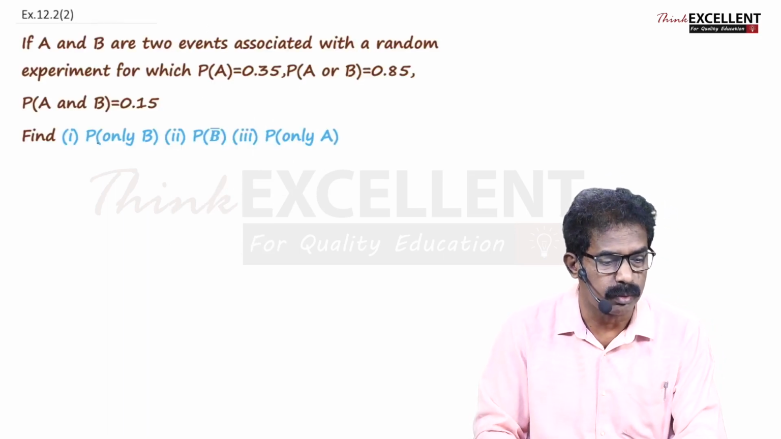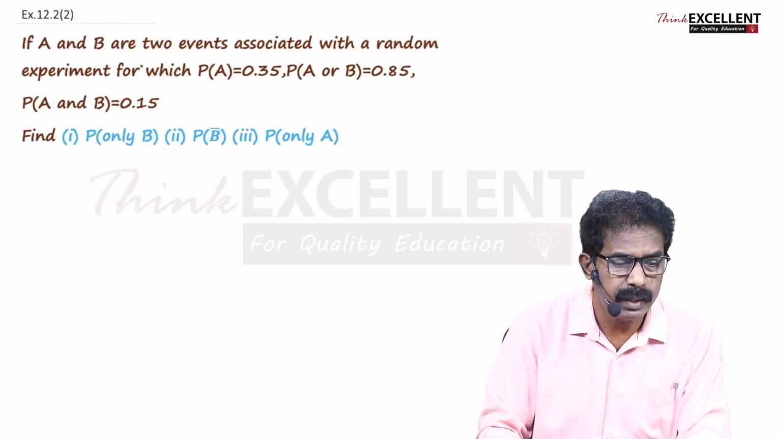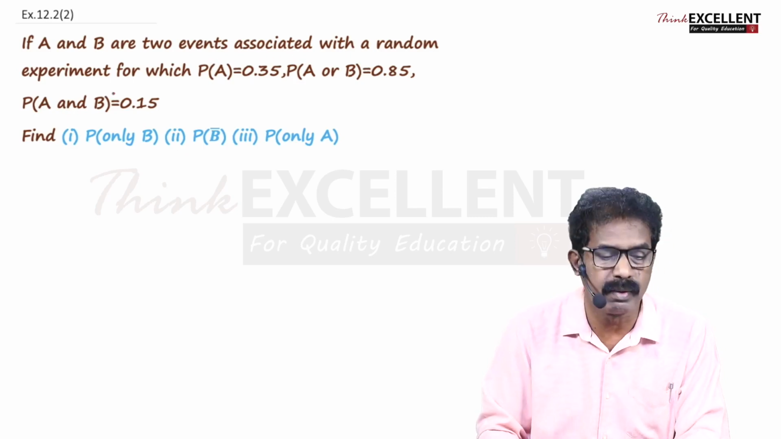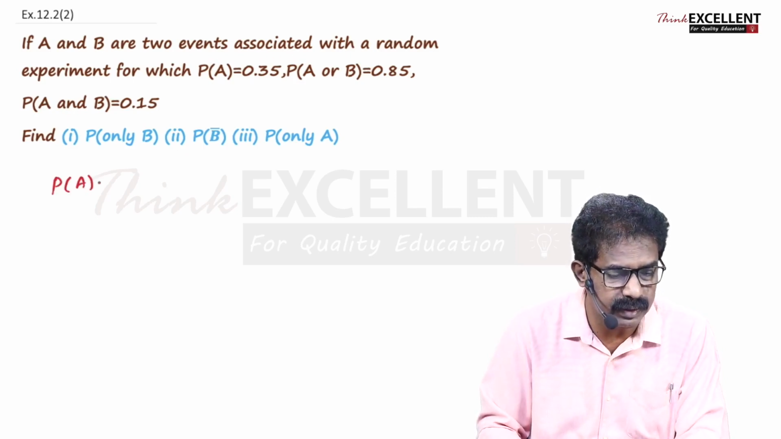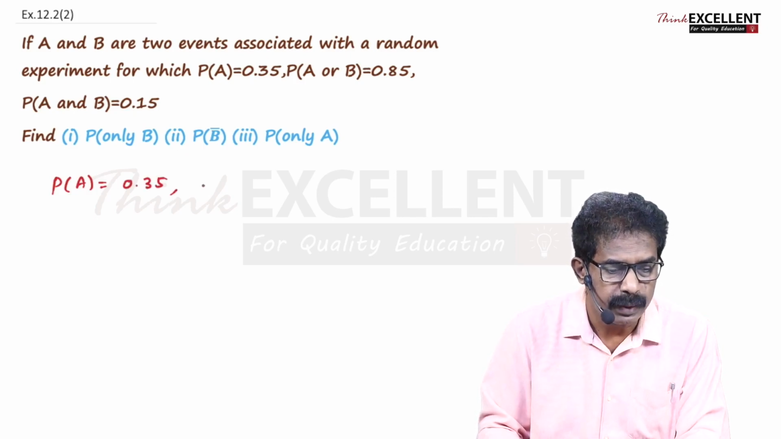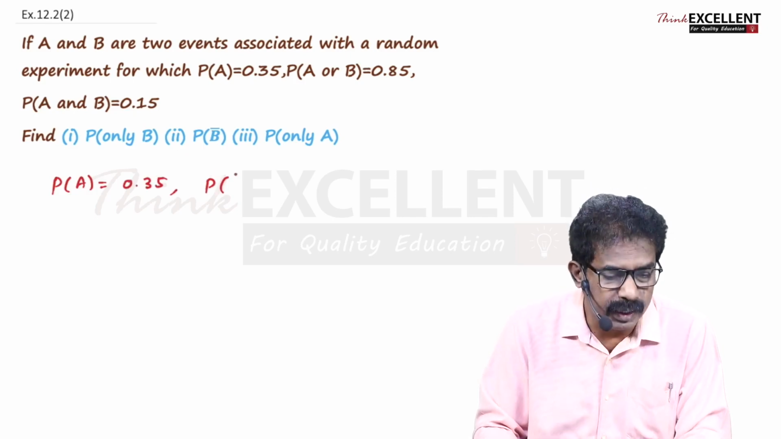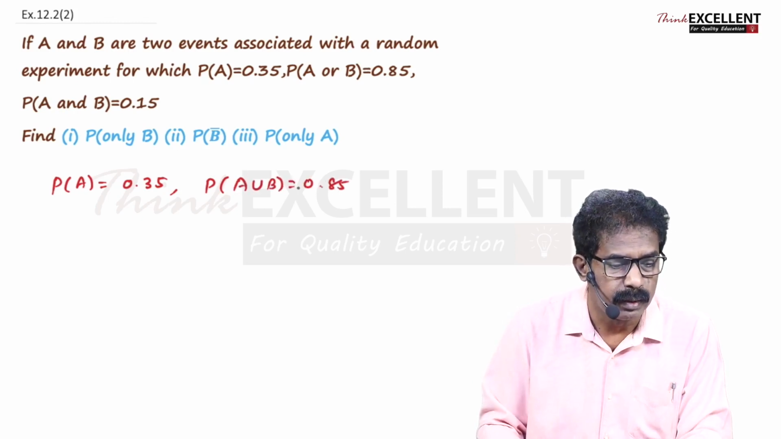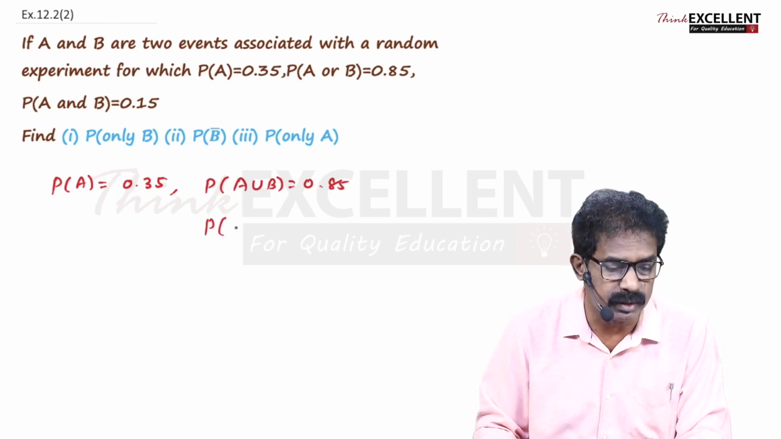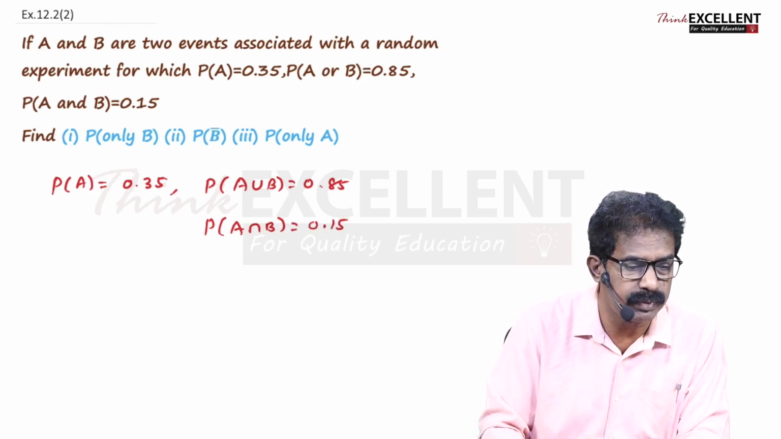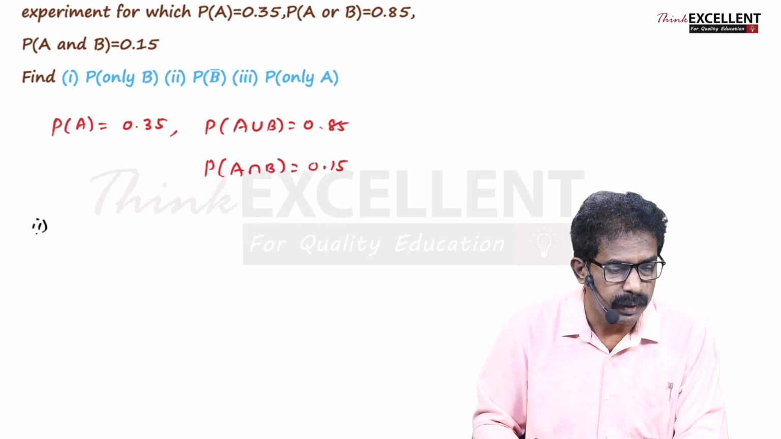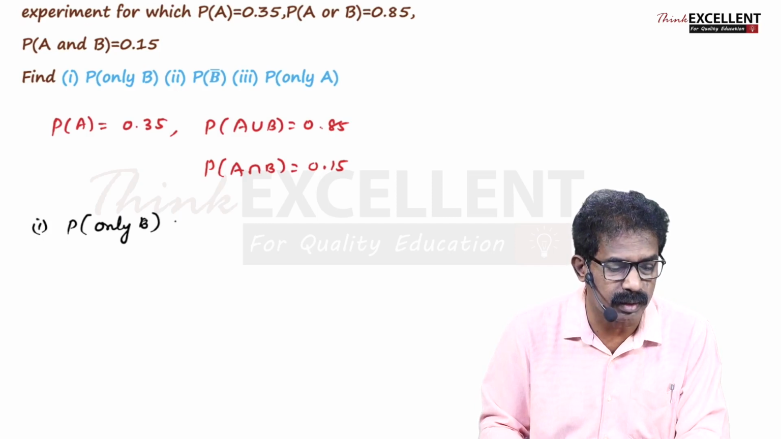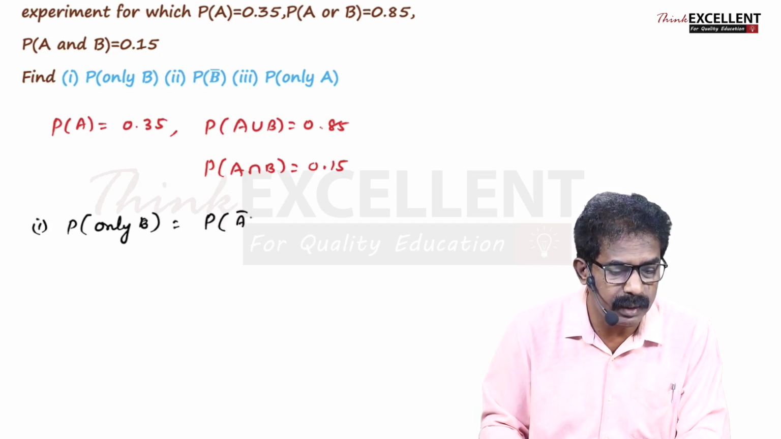So now let's move on to question number 2. A and B are two events associated with a random experiment for which P of A is given as 0.35, P of A or B, where or means union, P of A union B is equal to 0.85. Then P of A and B, where and means intersection, P of A intersection B is given as 0.15. Now there are three subdivisions. The first one is P of only B. Here they didn't say mutually exclusive, nothing, right? Two events, that's all. Only B, so P of A bar intersection B, right?